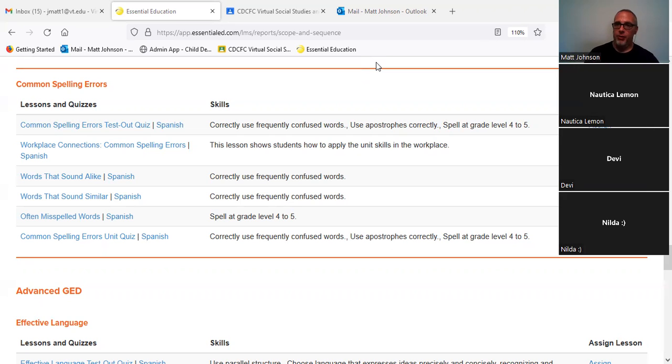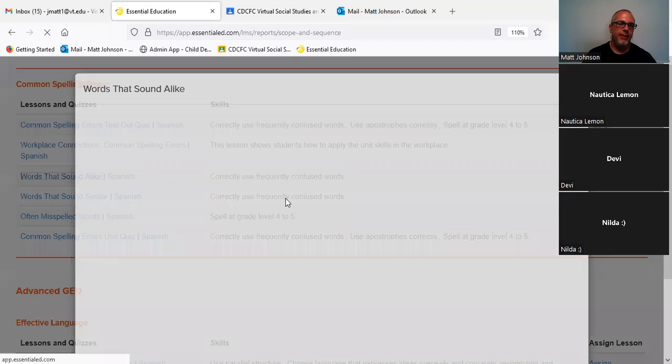Contractions are another way that we get in a little bit of trouble when it comes to using the correct word, because it sounds the same. Sometimes we get them mixed up. So let's take a look at our lesson then.